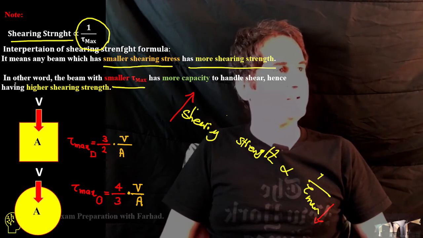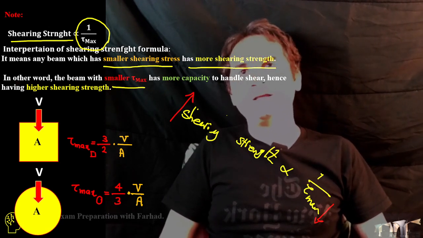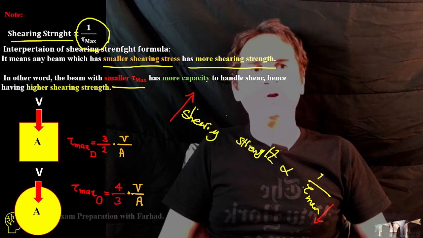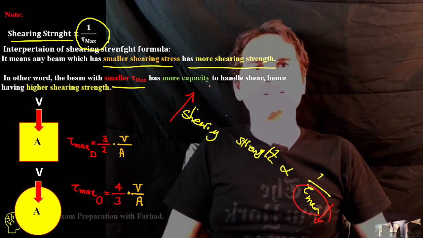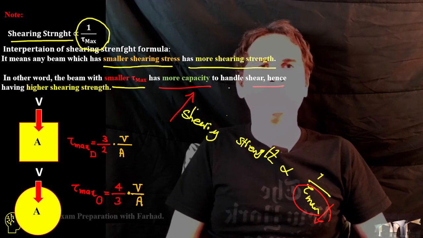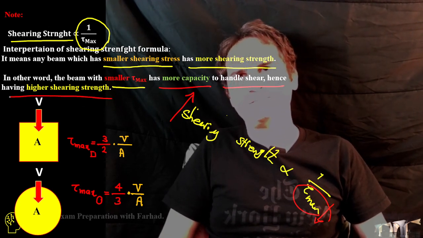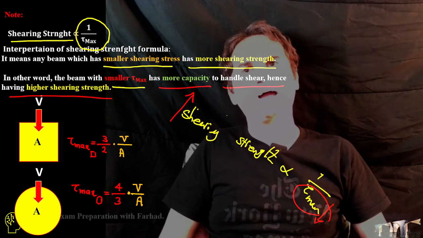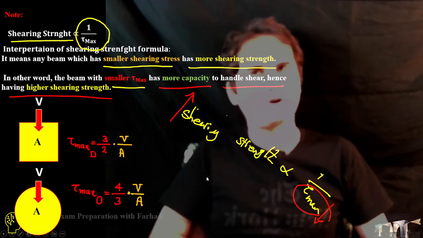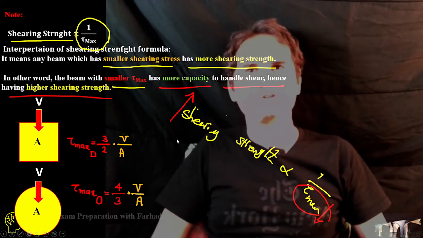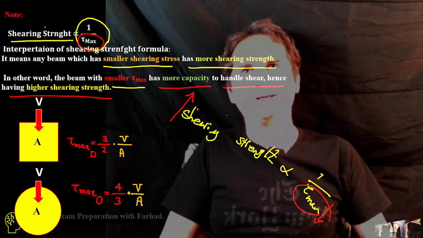And the interpretation of that: if the beam has a smaller tau maximum, as you reduce tau maximum, the beam has more capacity to handle more shear. Hence, it has higher shearing strength. So that's the reason behind the inverse relation between tau maximum and shearing strength.